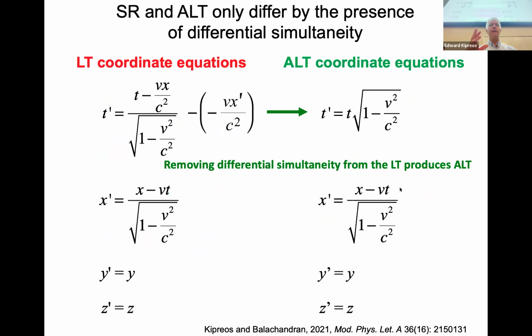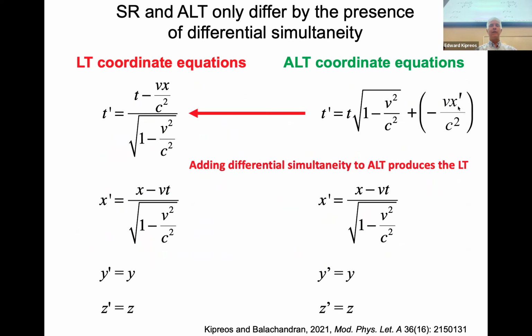Okay, so it turns out that these equations, and we were the first ones to show this, that if you take this RTO, which is basically differential simultaneity, and you remove it from the LT time coordinate equation, you just subtract it, this equation will turn into the alt equation. And conversely, if you add the relativistic time offset, how much time is offset with distance, to the alt equation, it wasn't there before, and you've added it, this equation will turn into the LT equation.